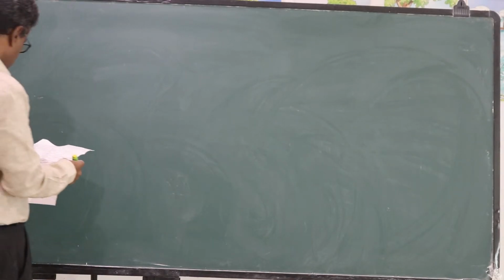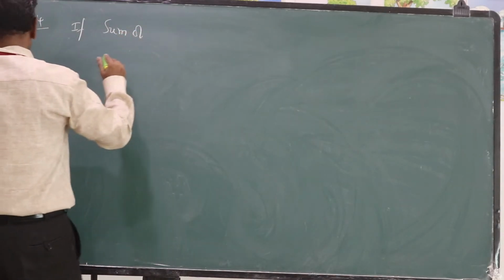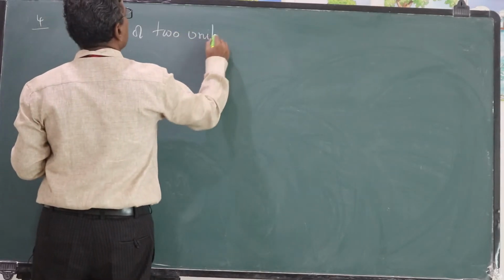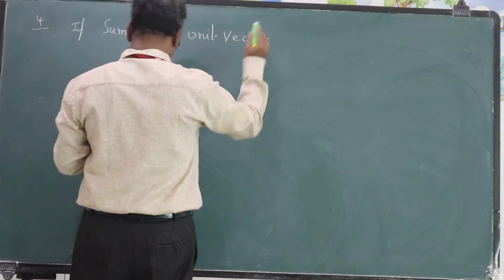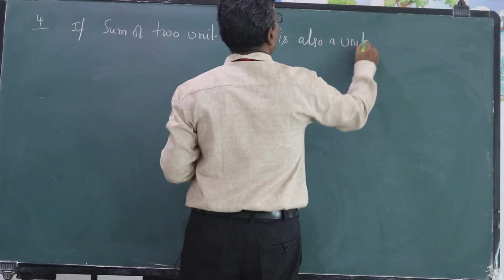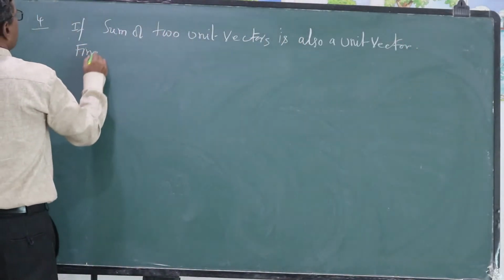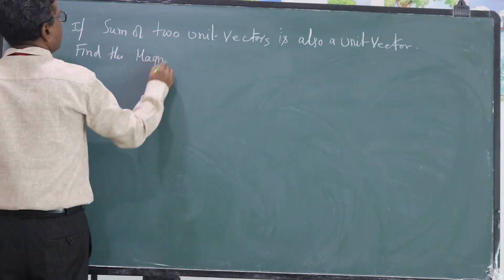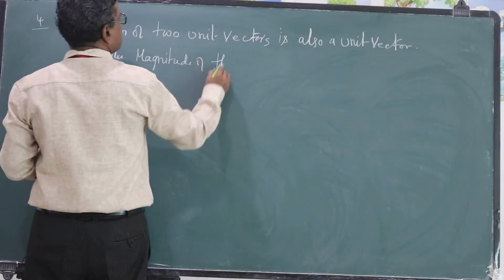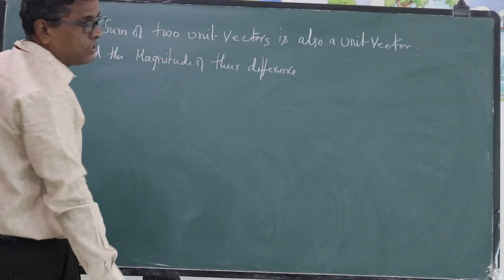Next problem. If the sum of two unit vectors is also a unit vector, find the magnitude of their difference. Okay, so this is the problem.